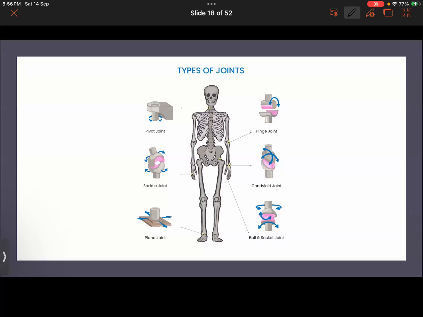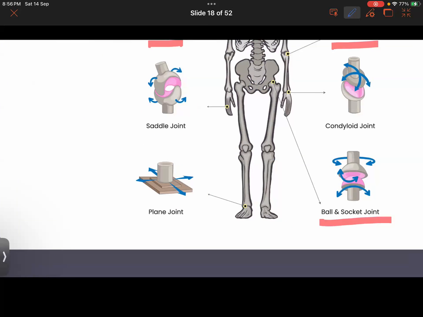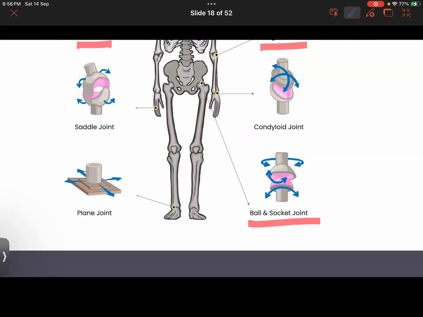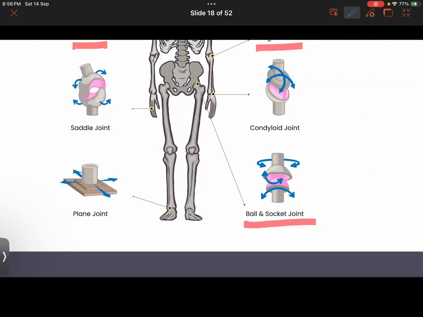Next type of joint, we are going to look at the ball and socket joint. So far, we had learned about the pivot joint and the hinge joint, and now let us look at the ball and socket joint. In the ball and socket joint, there's a partial spherical structure that you can see over here. Do you understand what a sphere is?